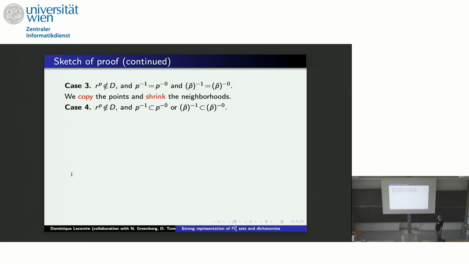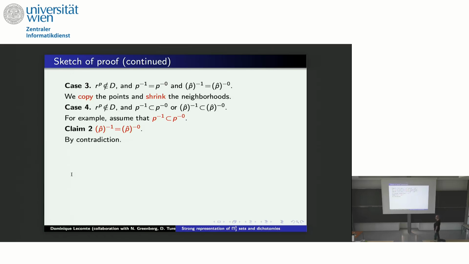And the last case is when this does not happen. So we know that now RP is not in D. But the path is not the same on at least one of the 2 sides. So assume, for example, that it's on the left side, that the 2 levels of path are different. And the point is that on the right part, it's the same path. And this is the second part of strong representation.